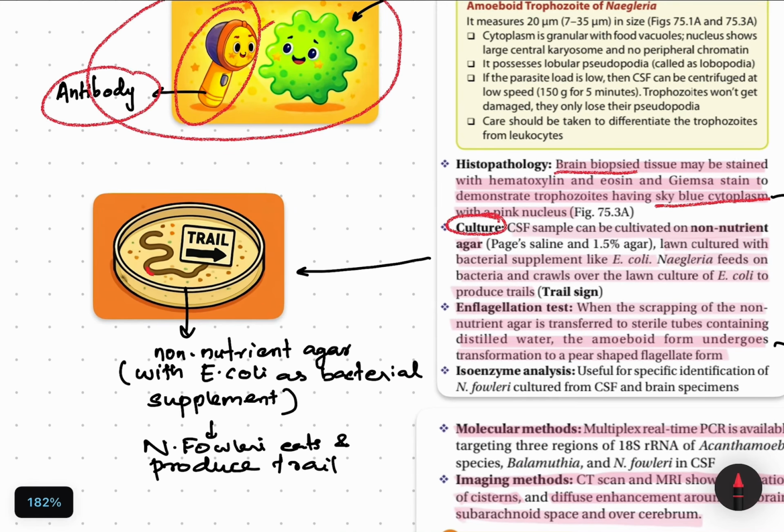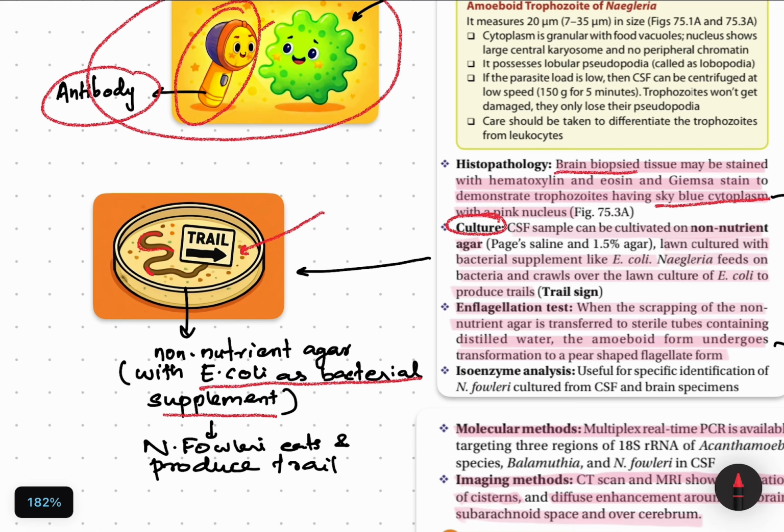So the culture media here is a non-nutrient agar. There are no specific nutrients in this agar, but keep in mind that for this amoeba to feed on, we are adding a bacteria. So we are adding E. coli as a bacterial supplement. So this is my non-nutrient agar, and I have added a bacteria called E. coli in it. So what will happen?